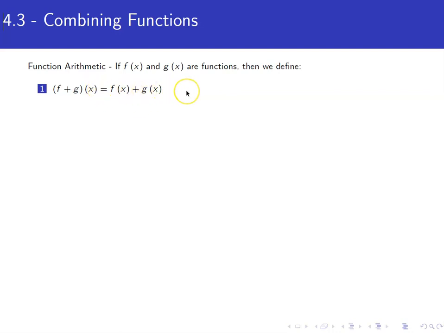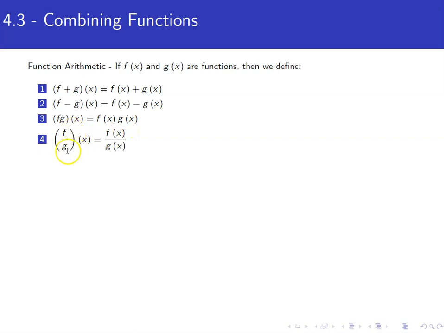So you can probably guess what the other arithmetic ones are just from that one, but let's just go ahead and click through them real quick. We define f minus g of x, or the difference of two functions, as the difference of their outputs, f of x minus g of x. Same concept for the product of two functions, f times g of x is f of x times g of x. And f over g of x, or the quotient of two functions, is f of x over g of x.